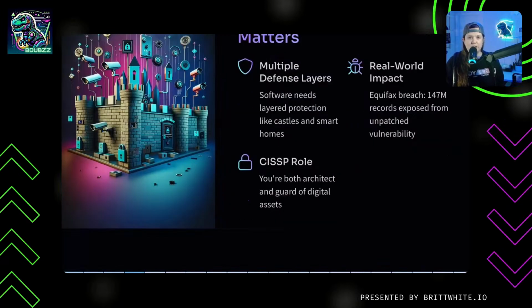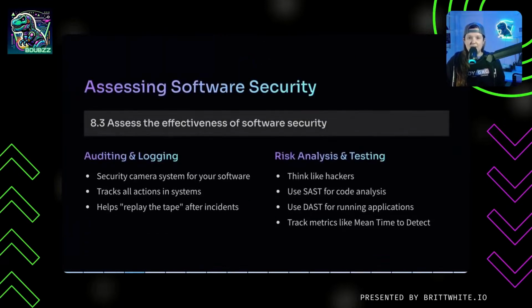Jumping straight into Objective 8.3, assessing the effectiveness of software security. This is about making sure our security measures actually work. They must withstand real threats and effectively control risk. Think of it like a door lock. You wouldn't trust it without testing it first. There's a few components here you need to know for the exam.